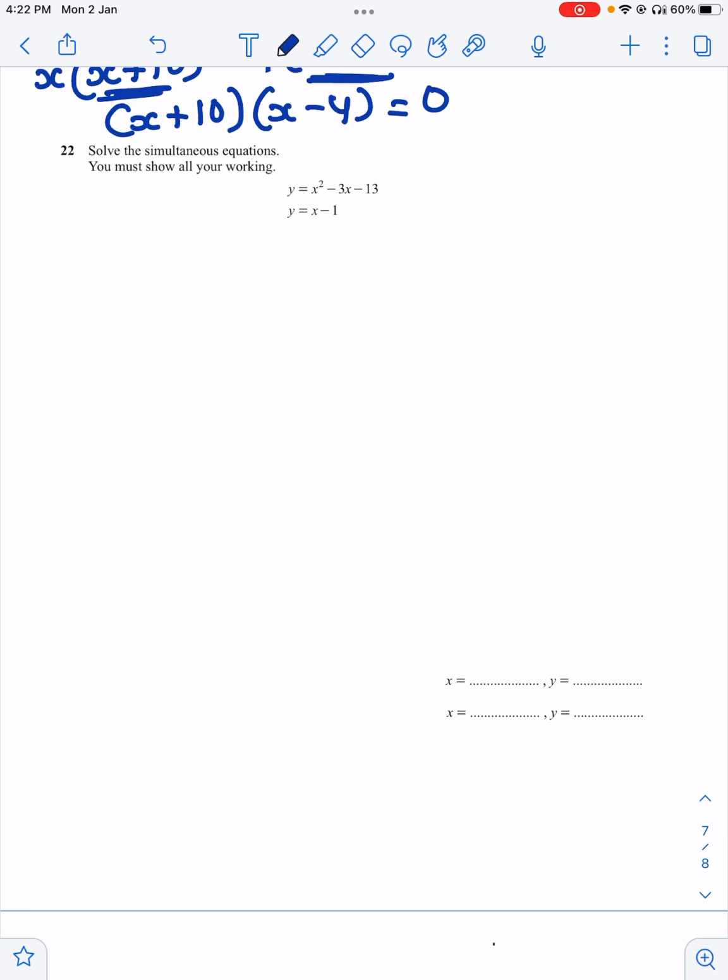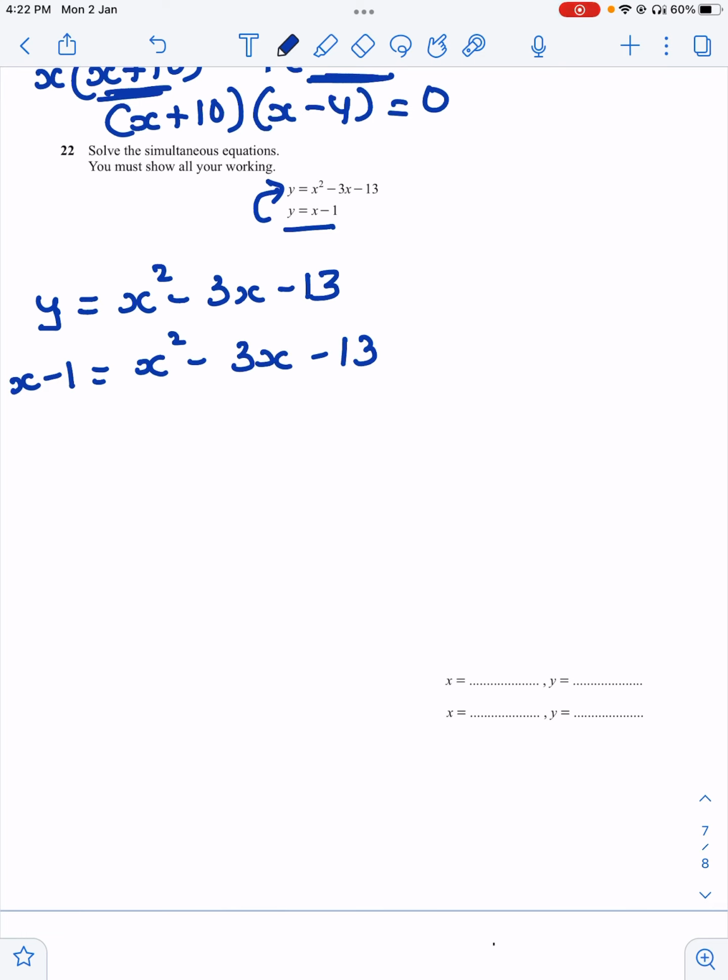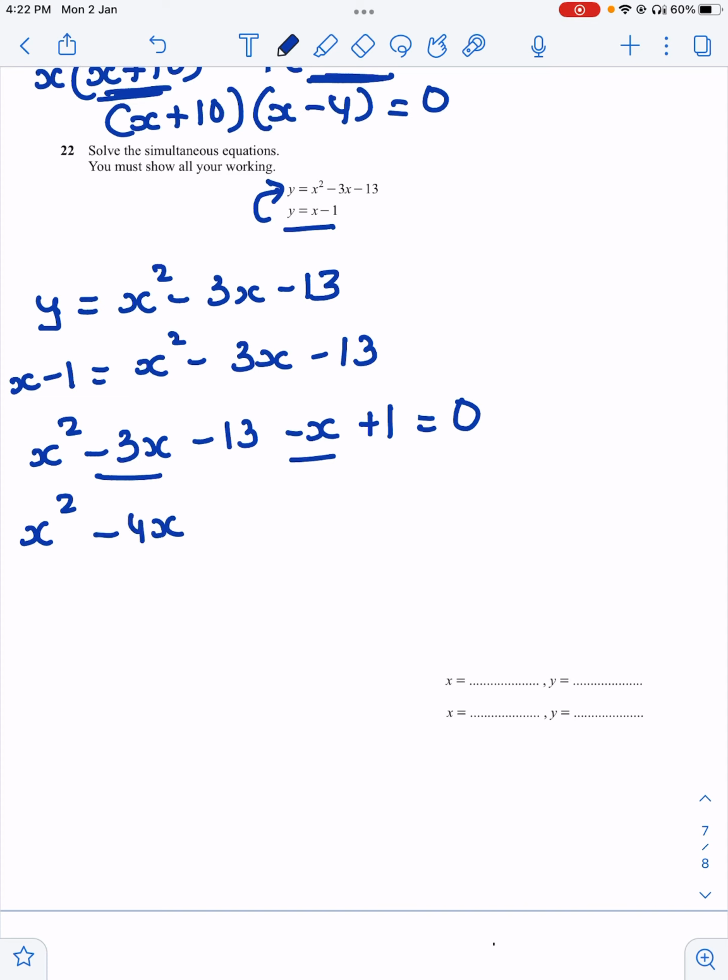Look here. They have already given y is equal to x minus 1. I will substitute this here. Copy the first equation. y is equal to x square minus 3x minus 13. And they have given y is equal to x minus 1. So here I write x minus 1 is equal to x square minus 3x minus 13. Shift it that side. x square minus 3x minus 13 minus x plus 1 is equal to 0. x square minus 3x minus 1x, minus 4x, minus 13 plus 1 gives you minus 12 is equal to 0.